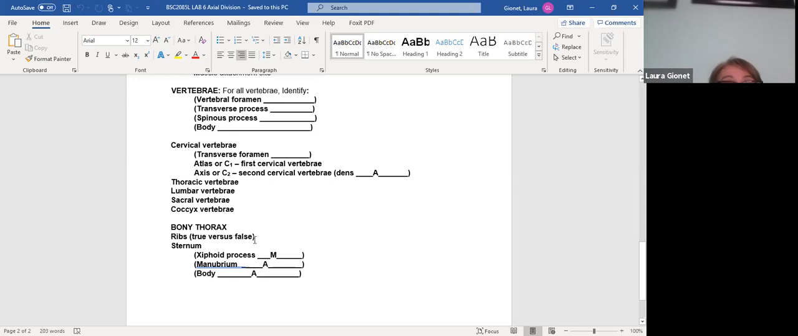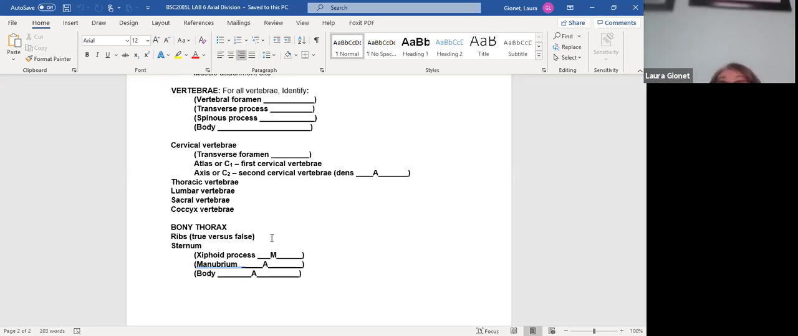Okay, so we have 12 pairs of ribs. We number them and name them from top to bottom, or superior to inferior, by number as well. Rib 1, rib 2, rib 3, rib 4, all the way through rib 12. And of the ribs, the top 7, ribs 1 through 7, are classified as true ribs, quote unquote, because they have their own unique costal cartilage attachment to the sternum. The remaining ribs, 8 through 12, are considered quote unquote false ribs.